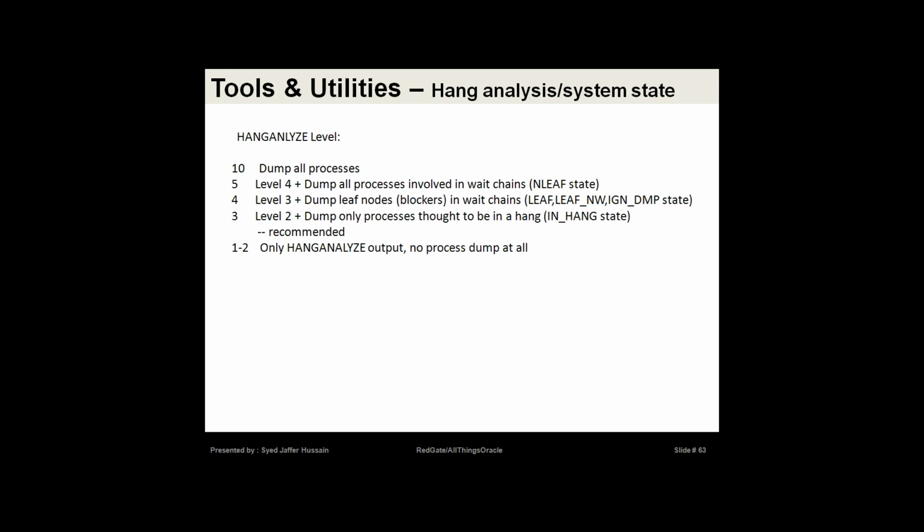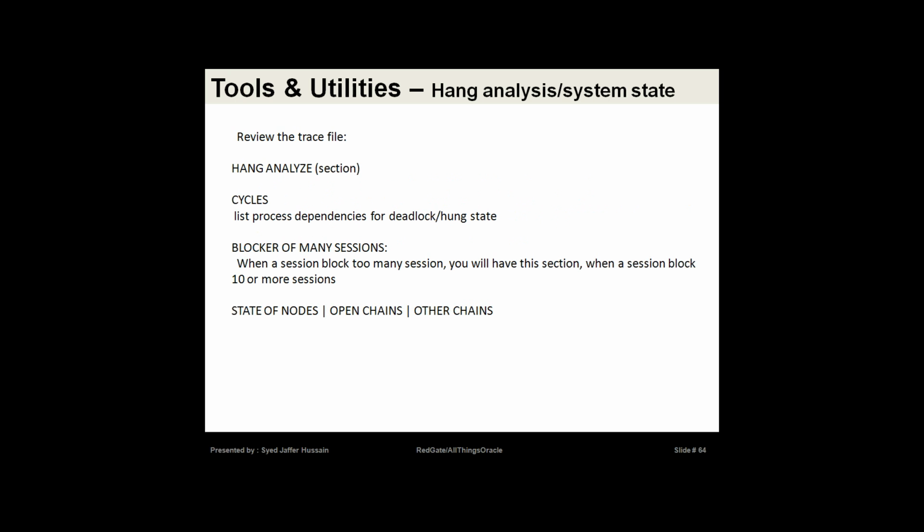So these are the levels of hang analysis that you can use. The lowest levels are 1 and 2, which have minimal impact, and the highest is 10, which is of course not recommended, as it will have a lot of overhead on your system. What is more important for you is level 3, which dumps the information about the hang state. So you can easily know which process is holding and which other processes or sessions are waiting for that session. This information is quite handy, and you can use it to kill the session in order to release the lock on the database.